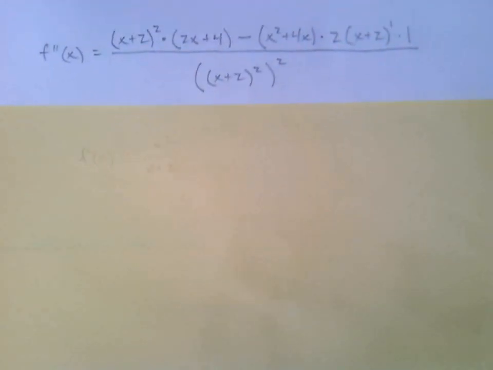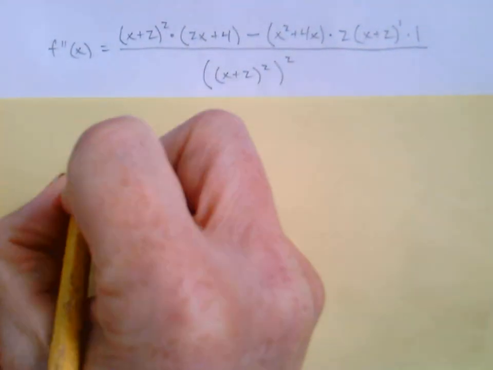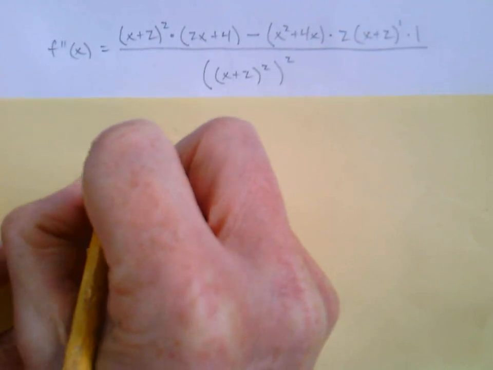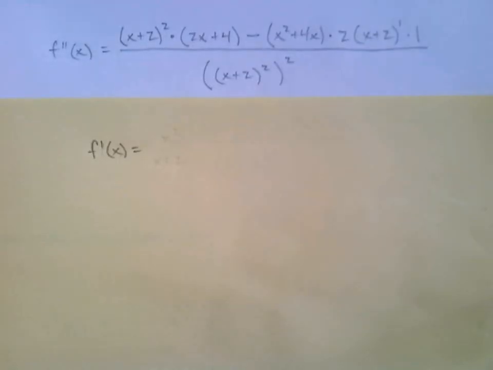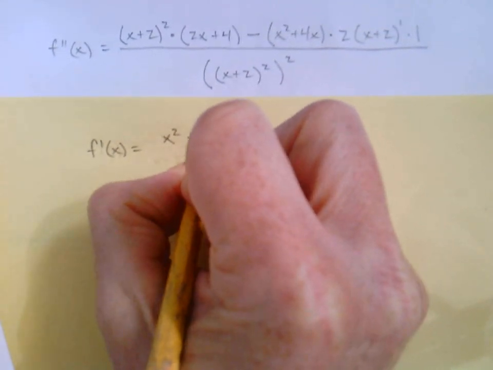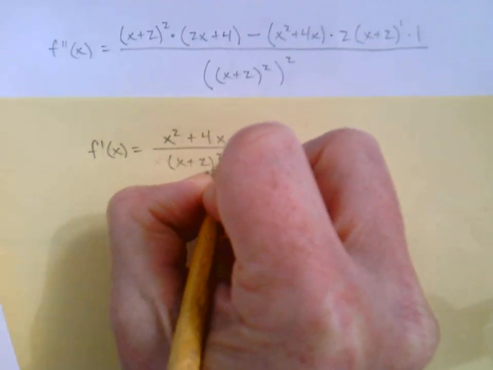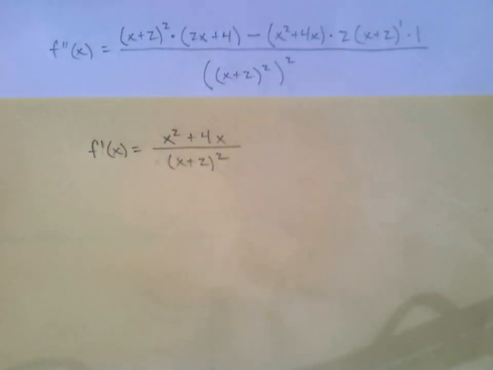Okay, so now we got to take a look at a similar aspect, but for our second derivative. Hey, what was our first derivative? I already forgot. Can you believe that? It's on this other page that I set aside. You're probably like, we know what it is. Oh, yeah. All right. It was x squared plus 4x over x plus 2 squared. That was the first derivative.